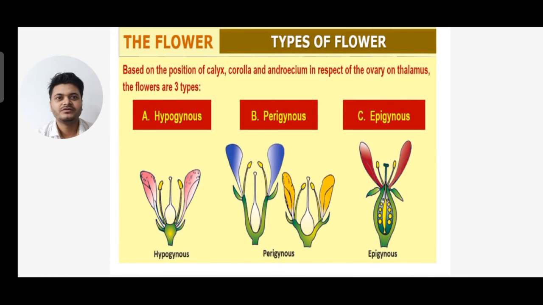Now types of flower based on the position of calyx, corolla, androecium with respect to the ovary or thalamus. The flowers are of 3 types. One is hypogynous, epigynous and perigynous. Alright, so what is hypogynous? You can see the figures are given. What is perigynous? You can see the figure. Epigynous, you can see the figure given below.